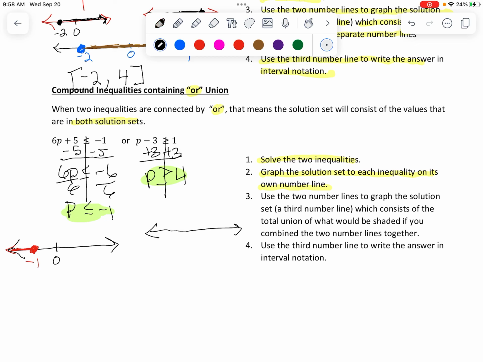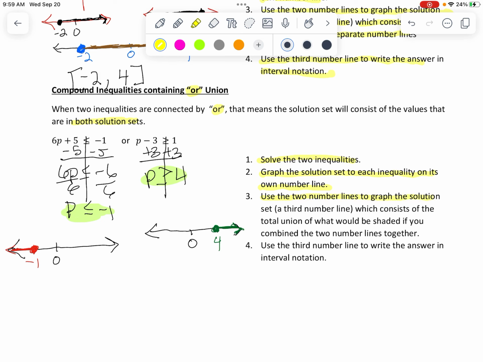Now I'm going to go to the next one. I'm going to identify my 0, and I'm going to identify my 4, and the values of P have to be greater than or equal to 4. So once again, the circle is closed, and then I'm going to go to the right. Okay, so if it's closed, then it can include those values. If it's open, it cannot. And then we are now going to go to our third step.